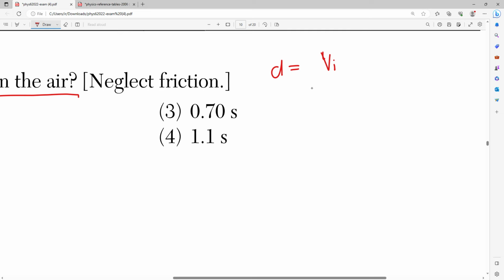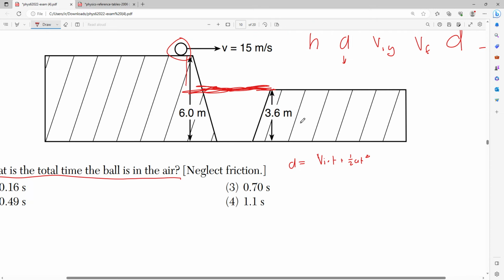So d equals v initial times t plus 1/2 a t squared, right? Here, my distance is going to equal 6 minus 3.6, because it only traveled the distance between the tops of these two platforms. That's going to be 2.4 meters. So 2.4 meters is equal to its initial velocity, which I said was 0 because it's starting from rest. It's not like it's already falling. It's starting from rest, which is 0 times t.